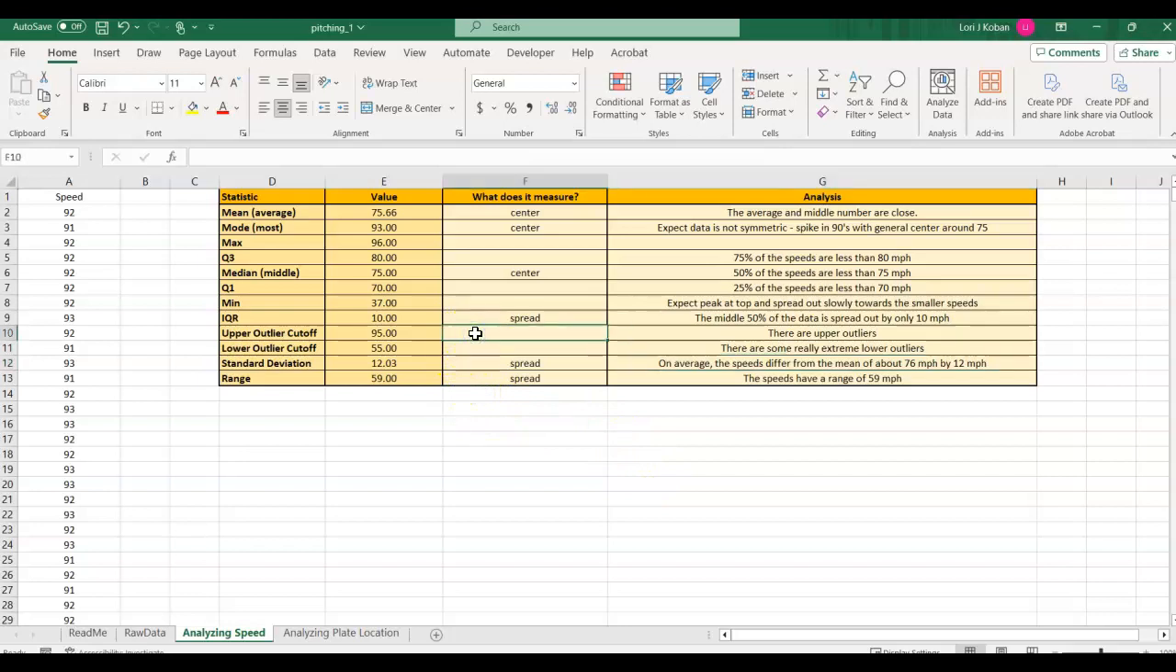What does it measure? These are measuring, are there outliers? And so we have some measures of center, some measures of spread. We see if there's outliers, and in the next video, we'll put some graphs to this.